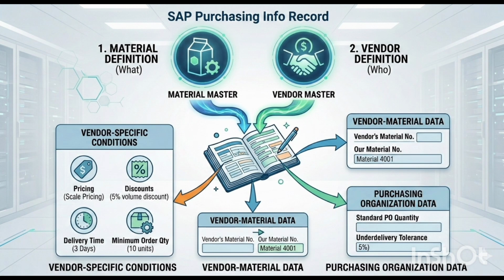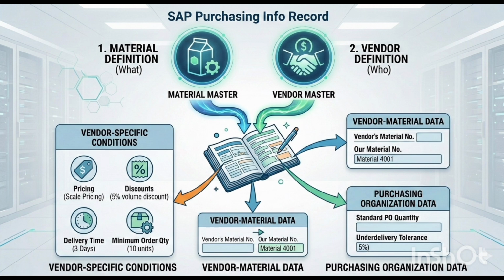So, in image 2, while image 1 defines the materials and vendor, this image explains how we define the relationship between them. The purchasing info record, PIR, is the crucial master data element that acts as a connecting link. It is the source of supply definition.